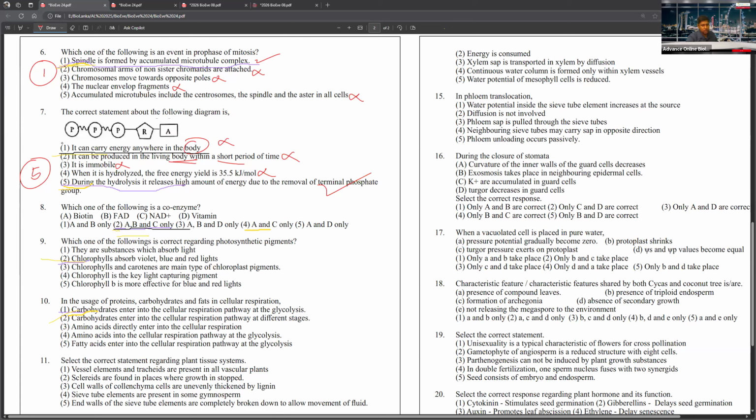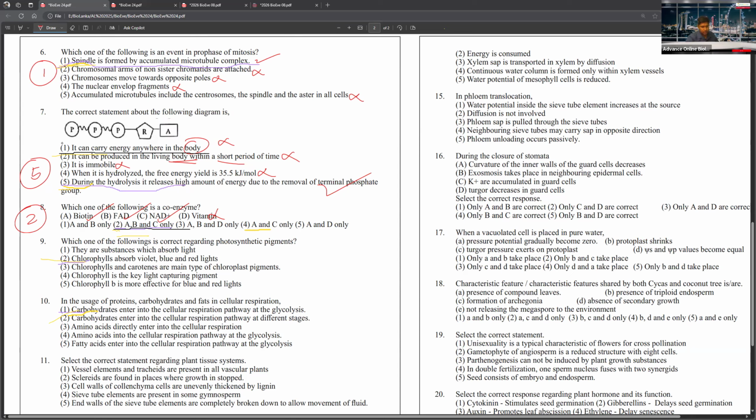Which of the following is a coenzyme? Biotin okay, FAD okay, NAD plus is okay, vitamin no. Second is the answer. Which of the following is correct regarding photosynthetic pigments?